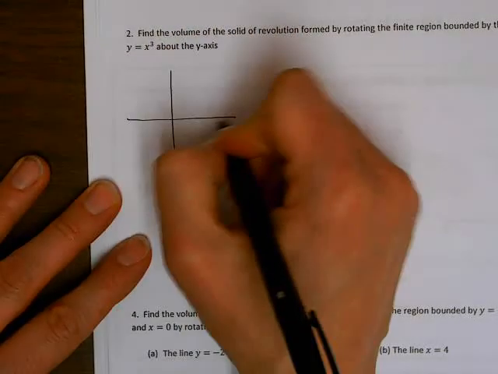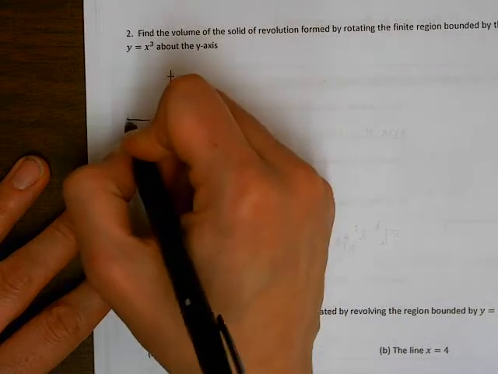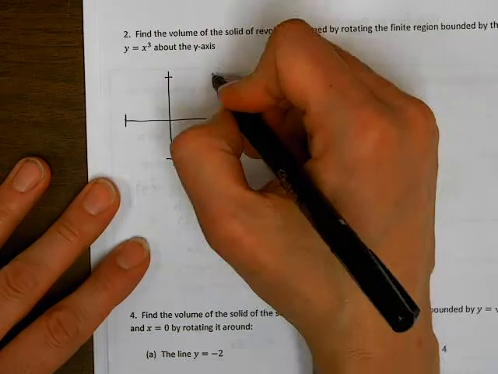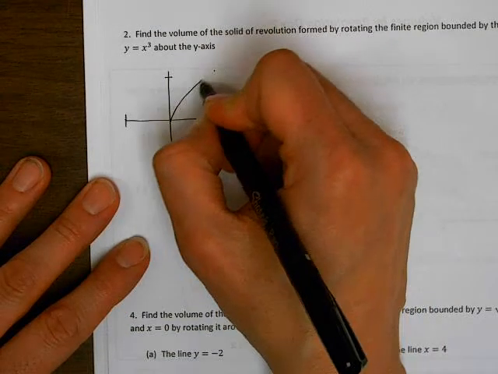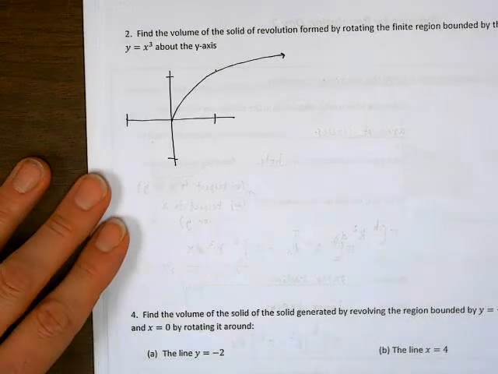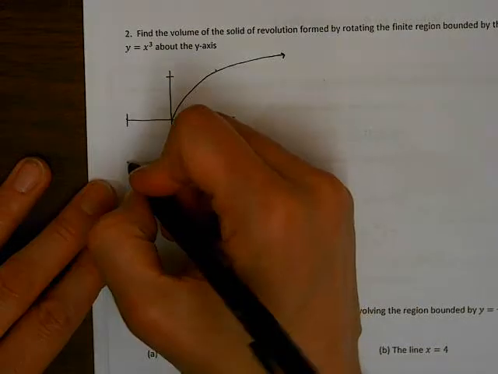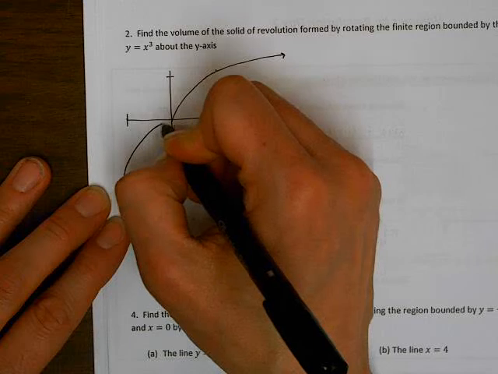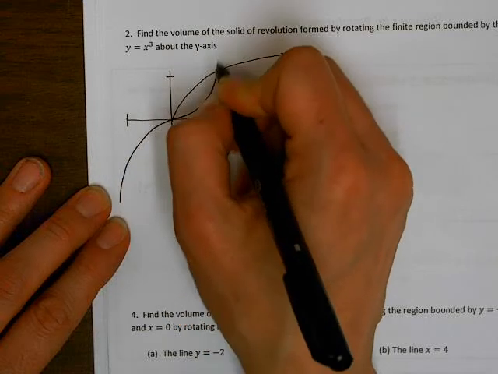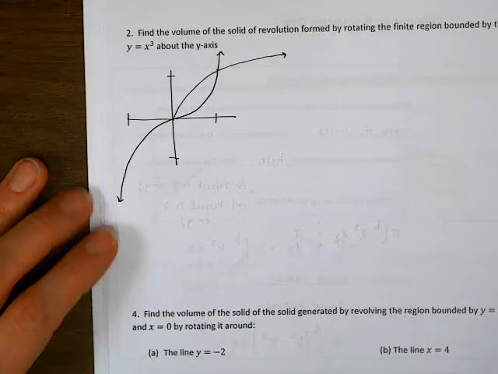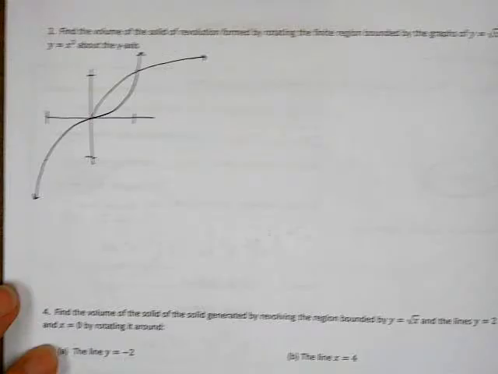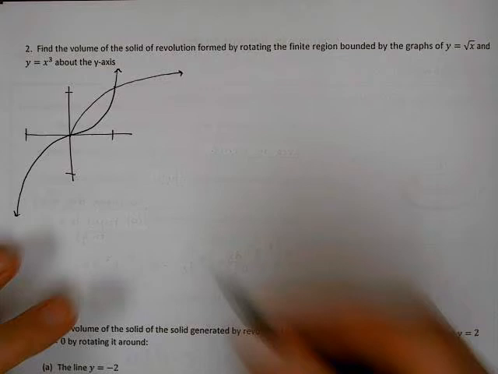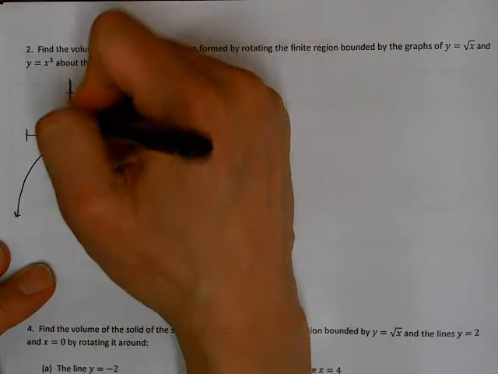So I'm going to try to make this bigger so it's a little easier to see what these regions are. So y equals square root of x, I know is going to look like this. And then y equals x cubed, I know is going to come up this way. And then it's going to go like this. So those are my 2 curves. Let's see, now I'm revolving about the y-axis. So I like to highlight this here.